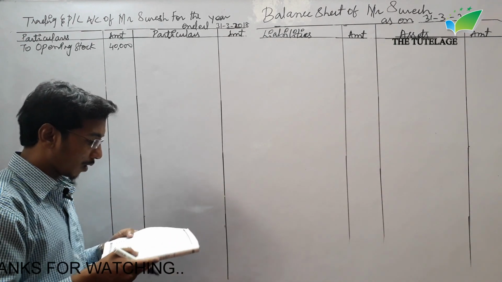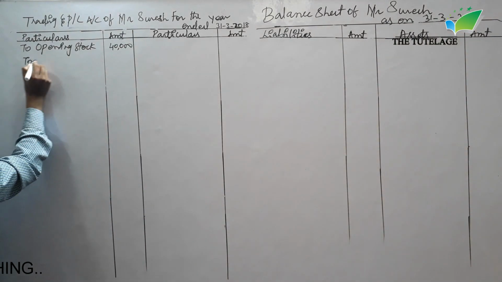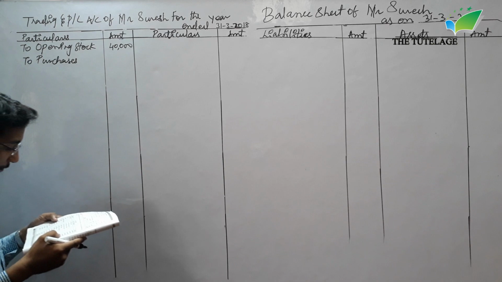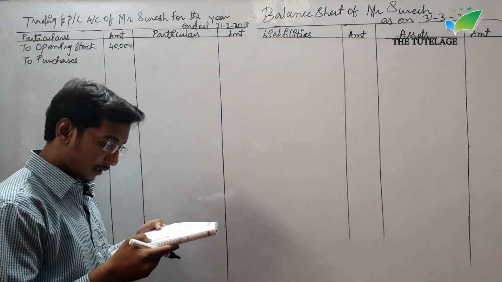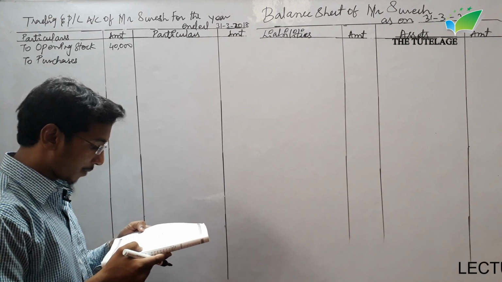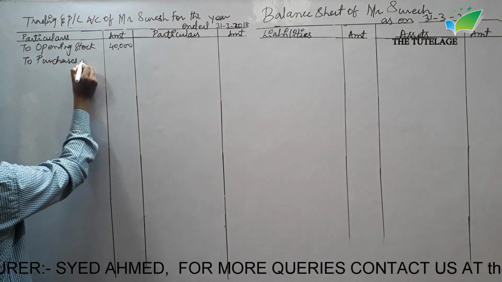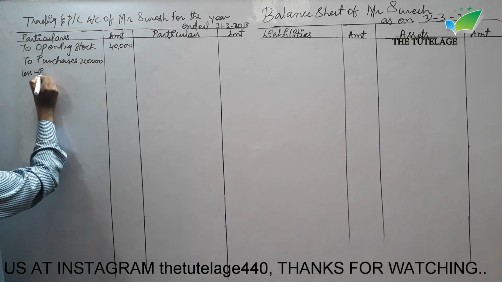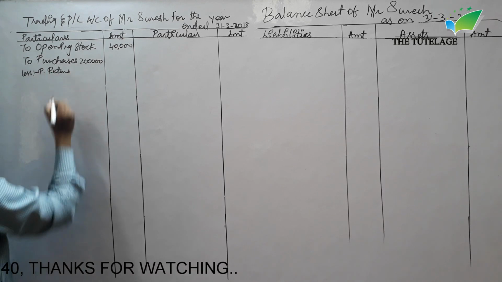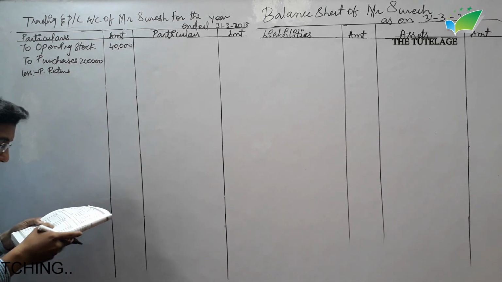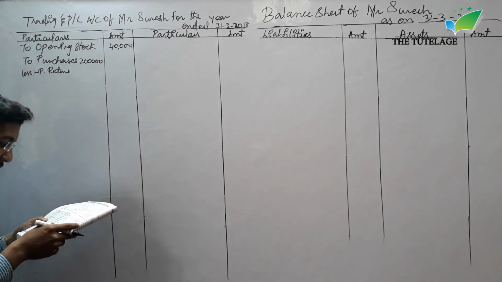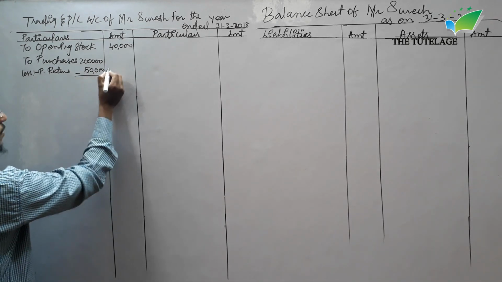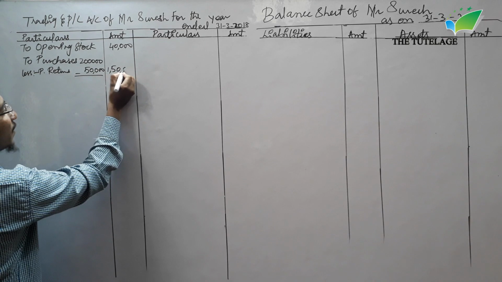The second item of the trading account is purchases. There is information related to purchases. Purchase return is also there, so we deduct purchase return from the purchases. Purchases is 2 lakhs, less purchase returns. Look at the credit side of the trial balance. Purchase return is 50,000. Subtract: 1,50,000.